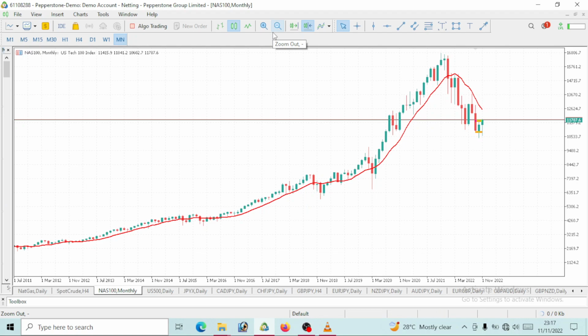Let's take a look at Nasdaq 100 for the week. We want to see where our Nasdaq 100 will be moving this week.